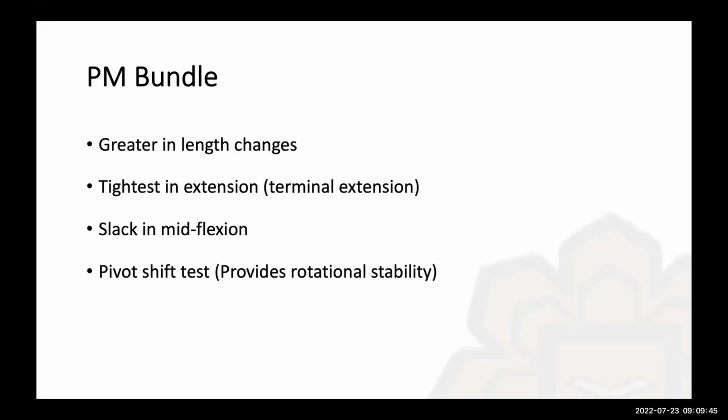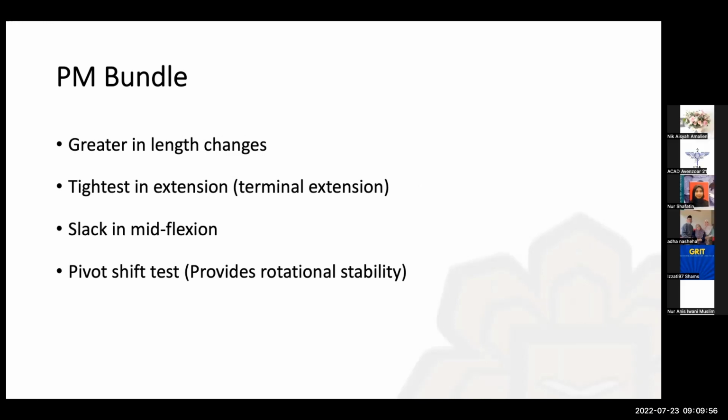And then for the PL bundle, it is tight and tightest in extension. In mid flexion, around 30 to 60 degrees, it is slack, meaning it is not tight. If you assess arthroscopically, it feels floppy. And the test for the PL bundle is the pivot shift. If you know the maneuver for pivot shift, it involves rotation: internal rotate and then flex the knee.